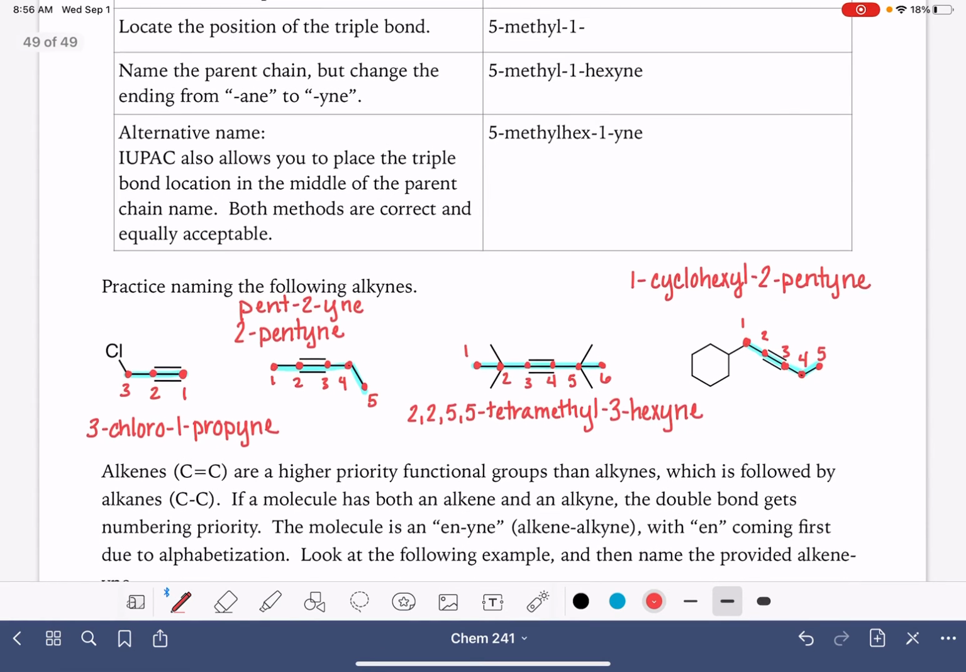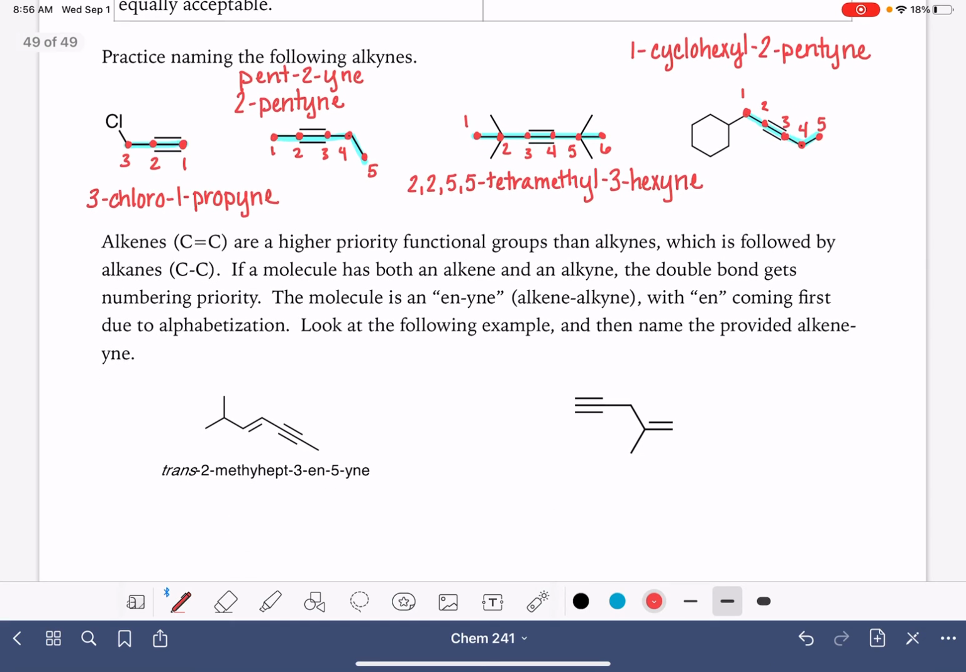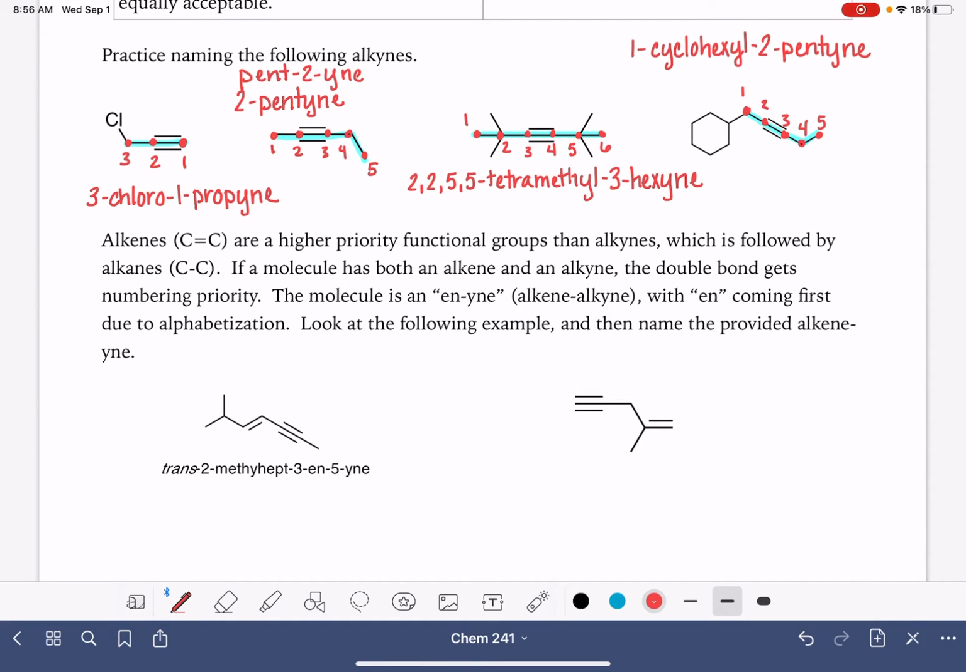Now, one thing that we're going to talk about that's kind of funky: it is possible for you to end up with a molecule that has both a double bond and a triple bond, so it would be an alkene with an alkyne. And when we're naming this situation where we've got two functional groups present, it does get a little bit complicated. If we have both an alkene and an alkyne, the double bond gets numbering priority. So that means that our goal is to name the molecule as an alkyne, locate the longest carbon chain, and number it so that the double bond gets the smallest possible number.